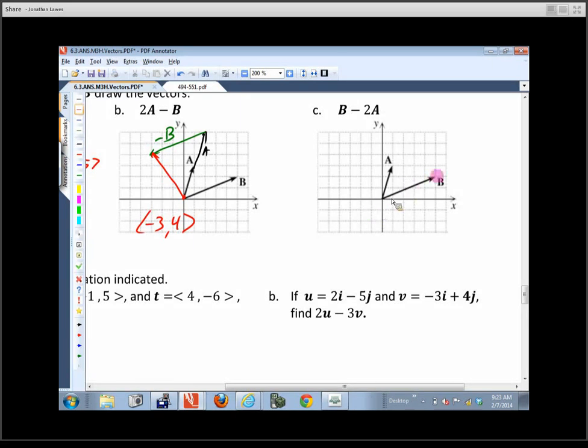So here's the B, and then I'm going to subtract 2A. So instead of going to the right one and up 3, I'm going to go back 1 and down 3, like this. Back 1 and down 3, like this. So there's a minus A, and there's a minus A. And the resultant, again, from the tail of the first one to the tip of the second one, there's the answer right there. So if I had to count this off, I'm going to end up with, let's see, 3, negative 4. Is that right?